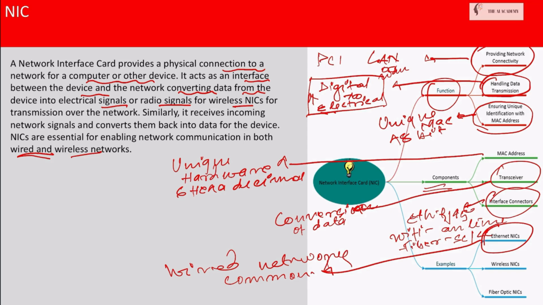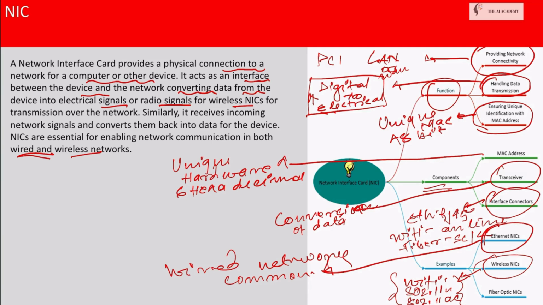Wireless NICs enable devices to connect to wireless networks using Wi-Fi. These NICs have built-in antennas and support various Wi-Fi standards, such as 802.11n, 802.11ac, and 802.11ax, for different levels of speed and coverage. Wireless NICs are commonly used in portable devices like laptops, smartphones, tablets, and IoT devices, providing the convenience of wireless connectivity.